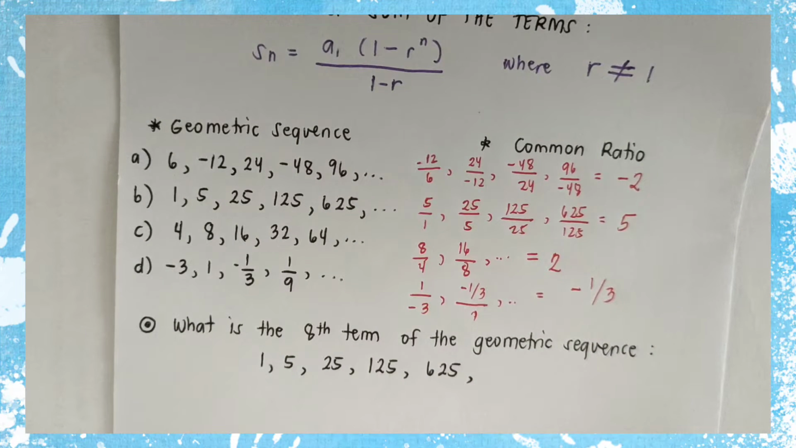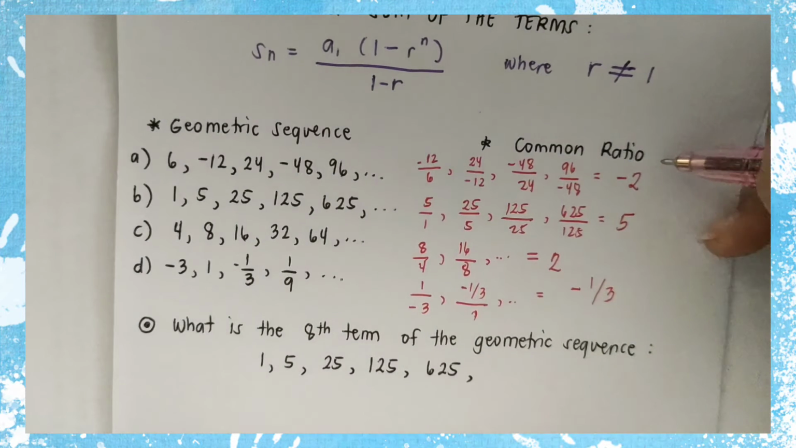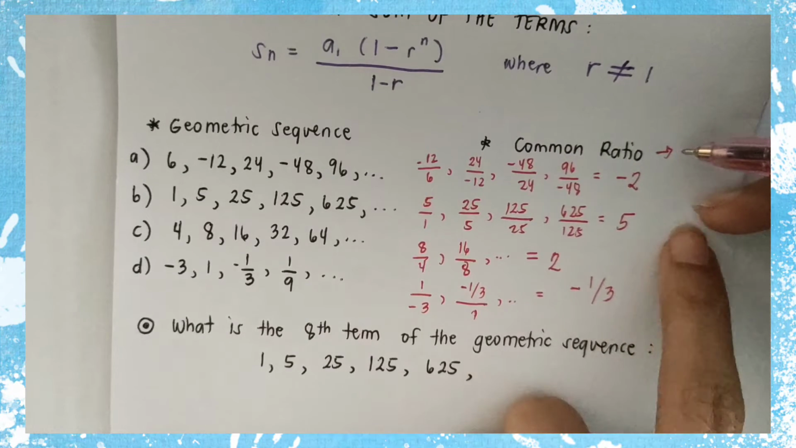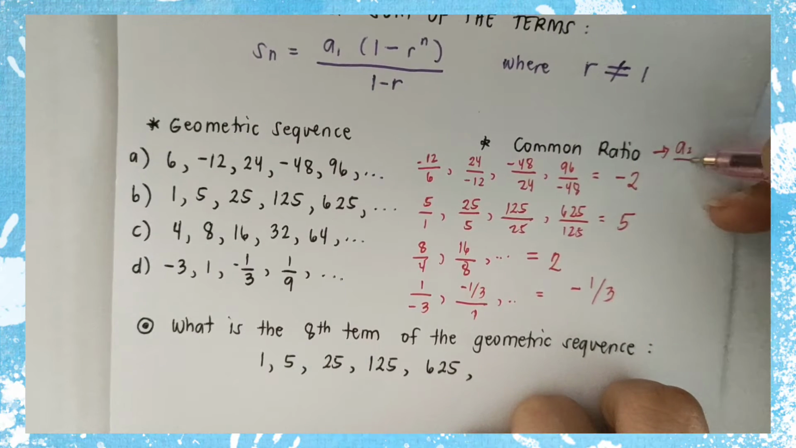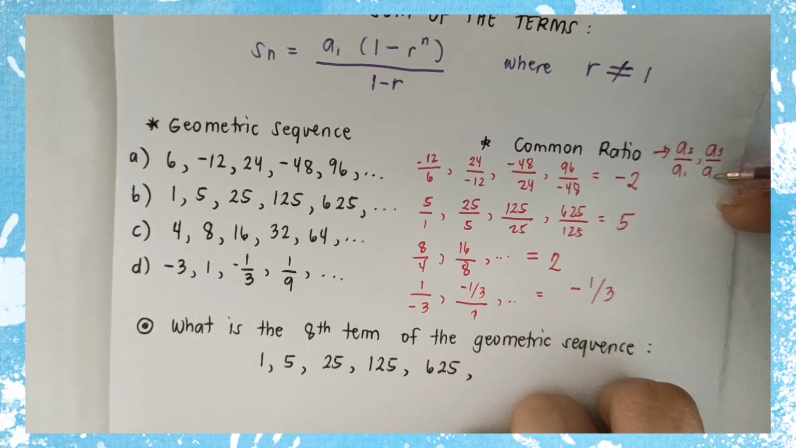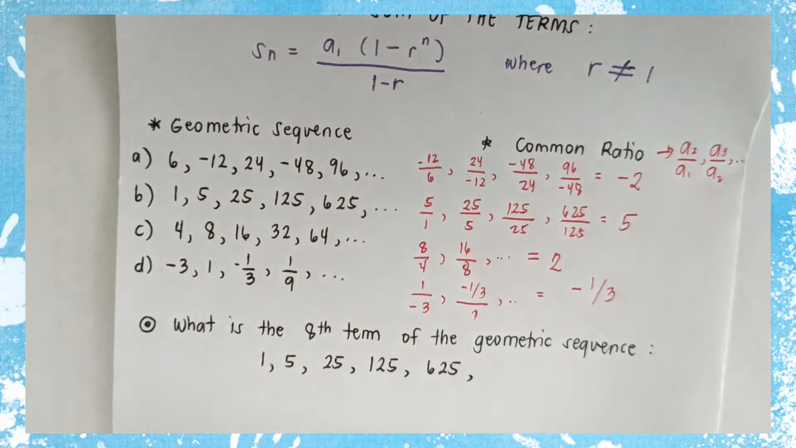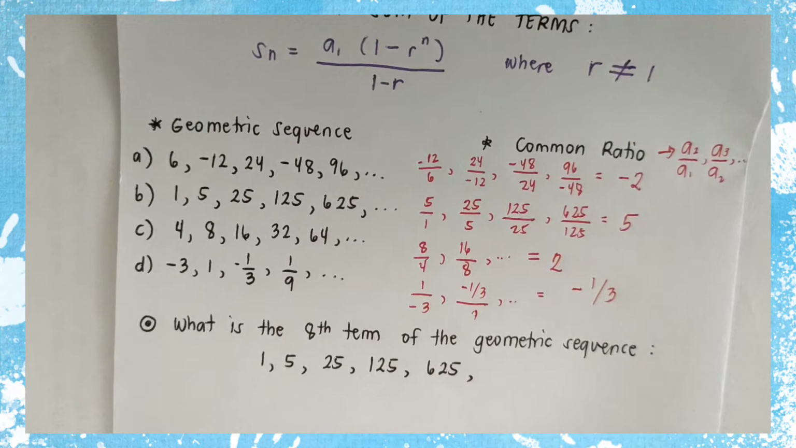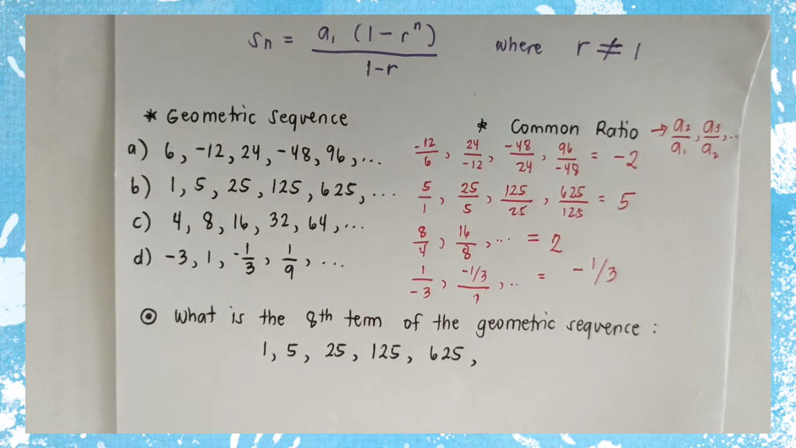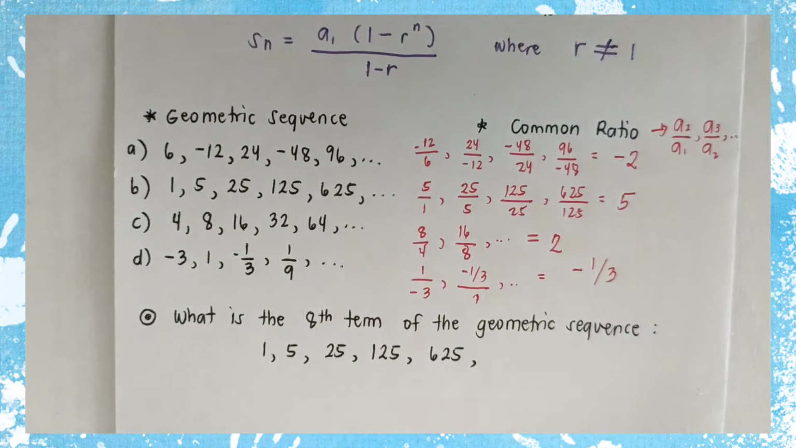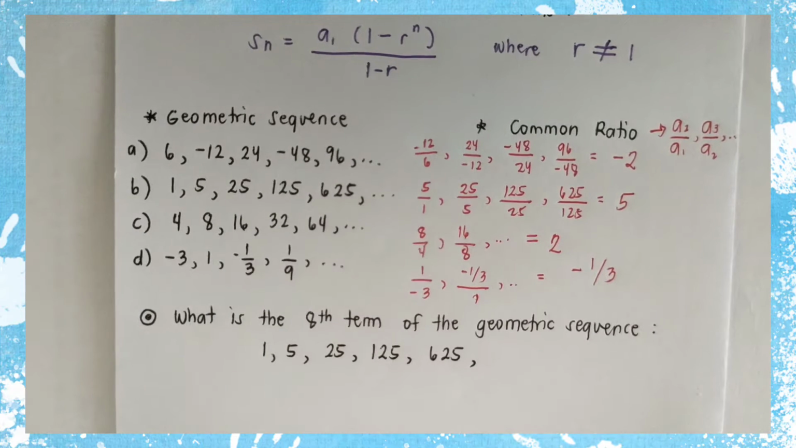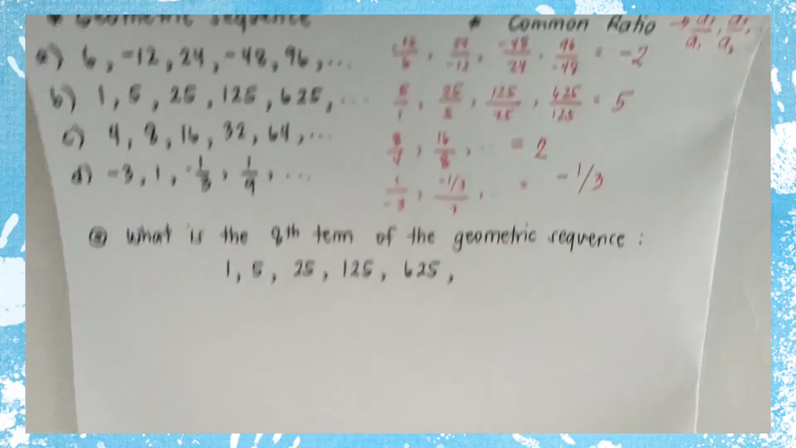This is how to get the common ratio. Very simple, right? So in other words, we can use the formula to get the common ratio: a sub 2 divided by a sub 1, a sub 3 divided by a sub 2, and so on. So class, you need to master it so you can easily solve problems involving geometric sequence. Let us proceed with the next examples.